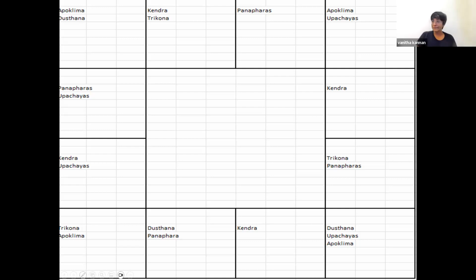Madam, one more. Suppose there are 12 houses, and in the chart about 5 or 6 houses have no planets, they are nil. Then what does it mean? What is it?